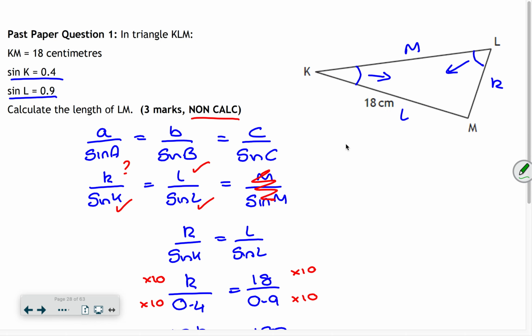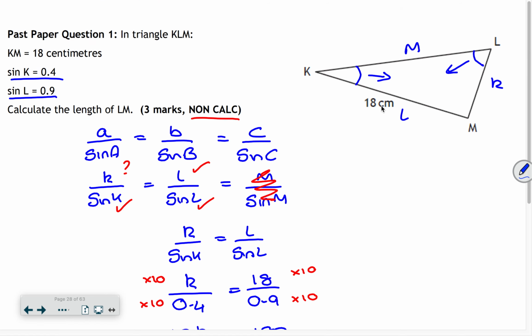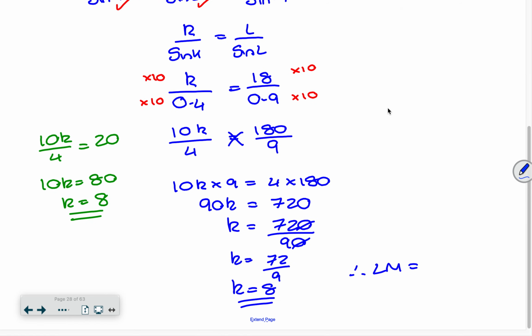Make sure we answer the question. The question is saying find the length of LM. Let's just confirm that. So we can say therefore LM is equal to, and make sure you always give your units, it's centimetres. So LM is equal to 8 centimetres.